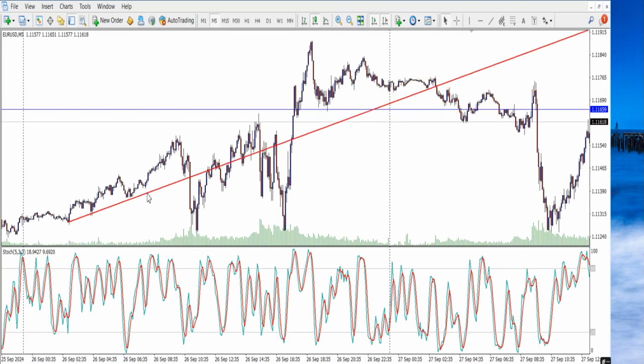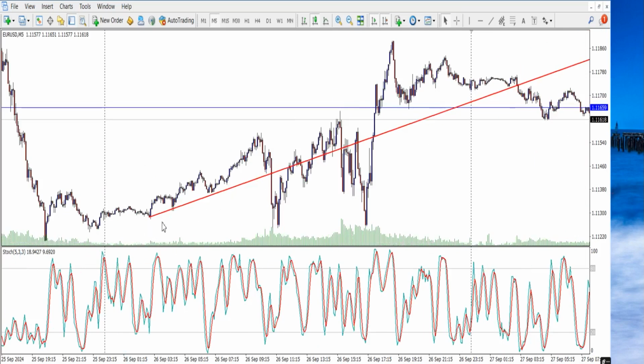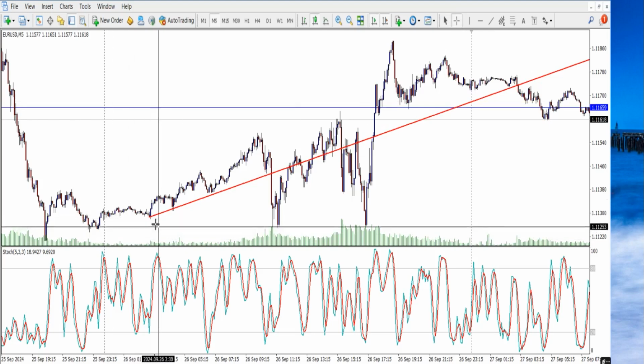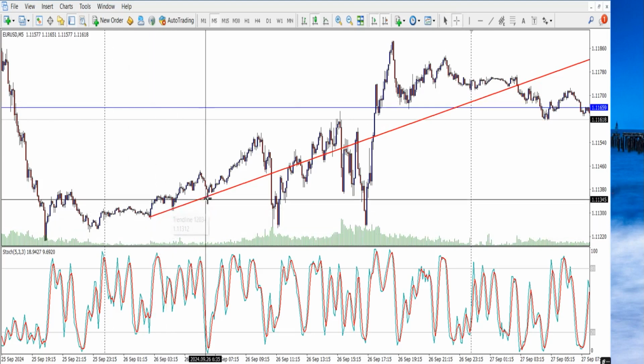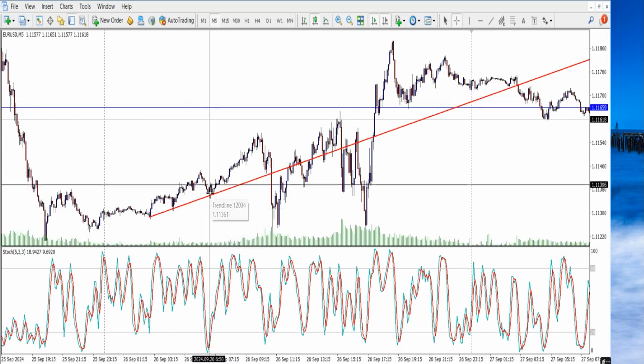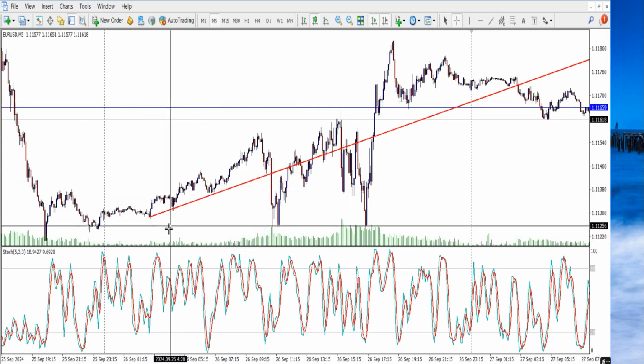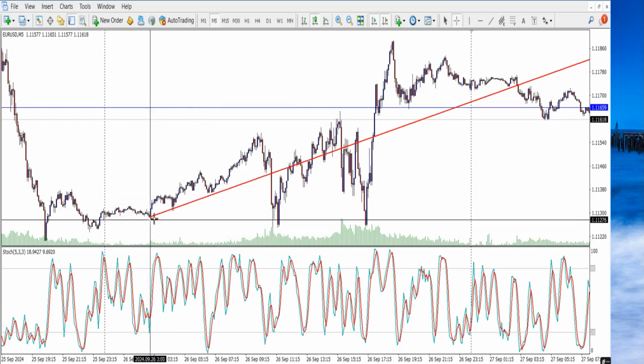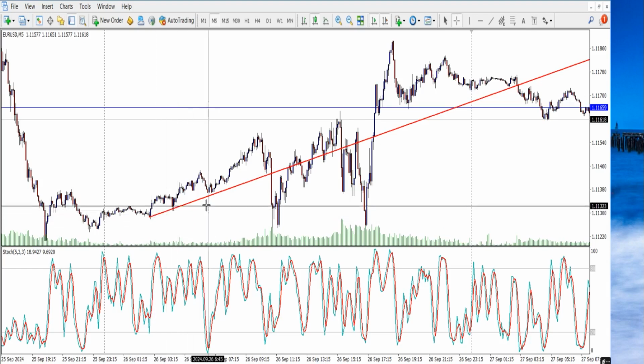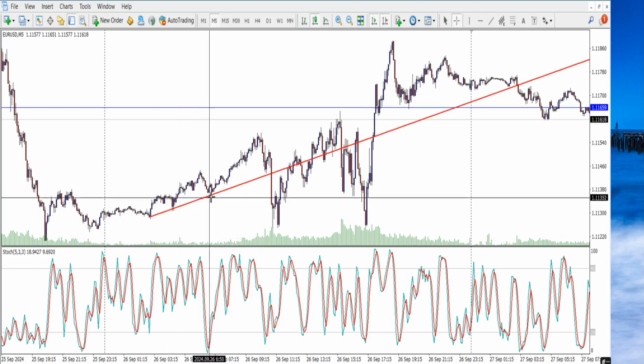Okay, so now having drawn this trend line, we are now going to look for opportunities from the stochastic oscillator at the same time. Now, this was the first point, this was the second point. So the third point is what we are going to be looking out for. Remember that your trend line is drawn after 2 reversal points, okay? So it's at the third point that we will start looking for an entry opportunity.